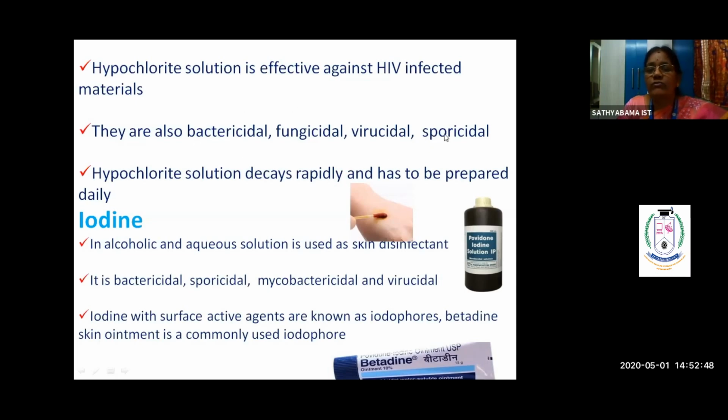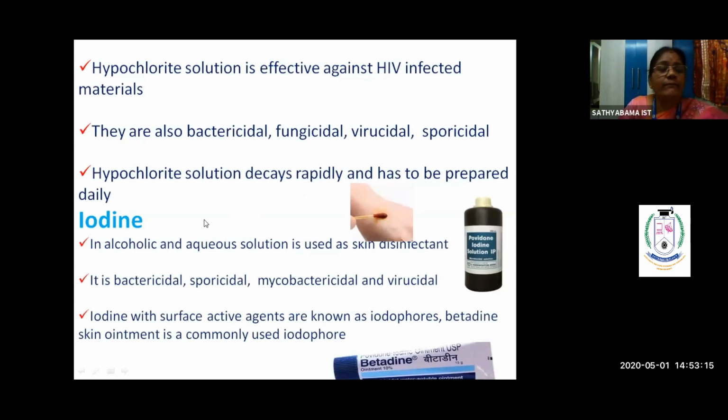So this kind of disinfectant, which is having wide range of activity against bacteria, virus, fungus, including HIV virus, even COVID-19, is very effective. This hypochlorite solution is very effective in combating all this. So they are very widely used. And one thing is it will decay very rapidly, hence you have to prepare a fresh solution every day.